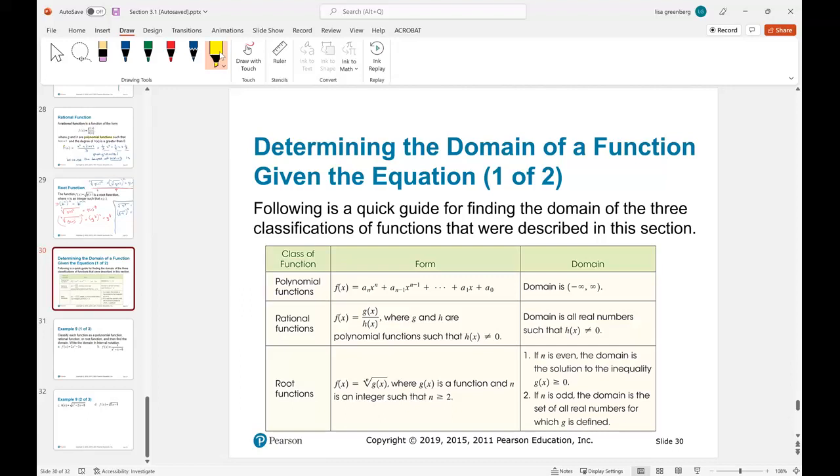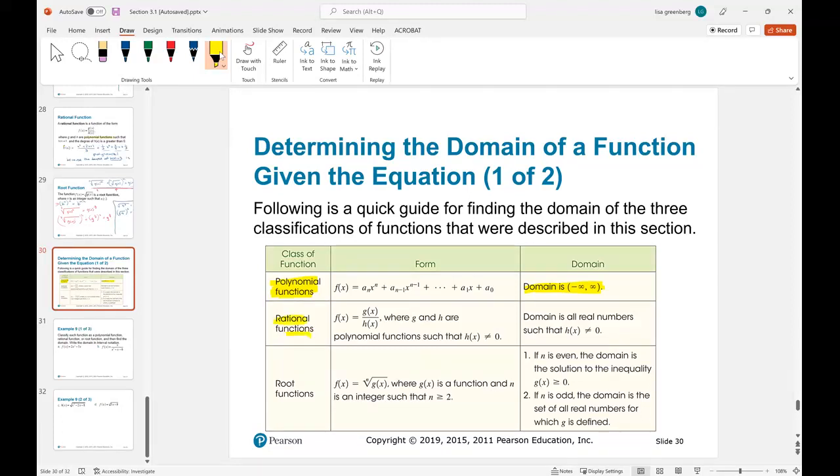So let's do it. If you have a polynomial, and we now know what polynomials look like, I gave you a little simpler form, but that's the form they're using. The domain is always all real numbers, from negative infinity to infinity. There's not any values that I can't use for x if I have a polynomial. Okay, so that's always true.